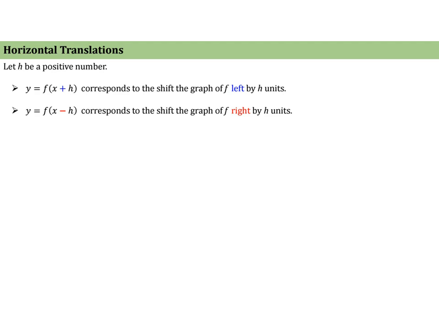So here we have the rule for horizontal translations. Translation just means shift. So if h is a positive number, then if we add h to x before we apply our parent function, we're going to move left h units. Likewise, if we have a subtraction, we're going to move right h units. And in both of these instances, h is occurring before the parent function, and that's why it's a horizontal translation. It is affecting the inputs, so it's affecting the x values, so it's a movement in x.